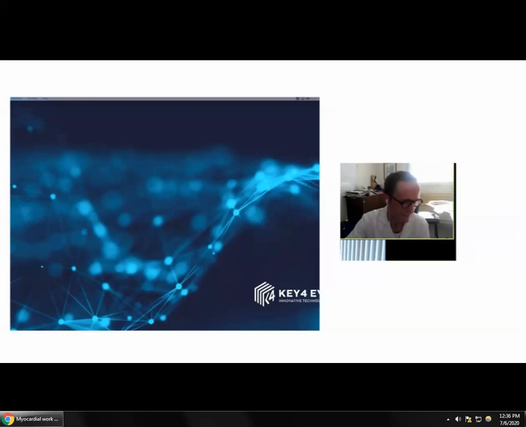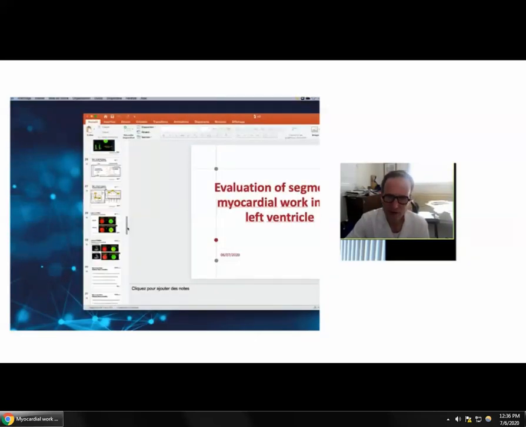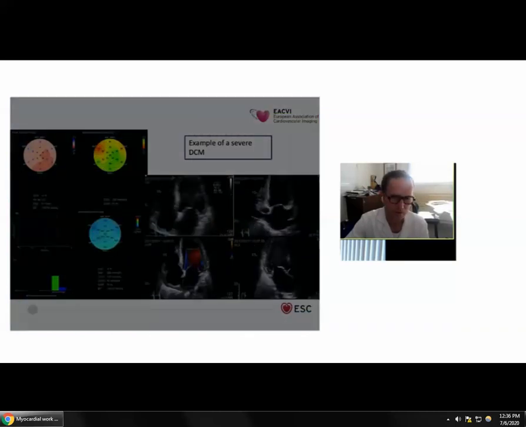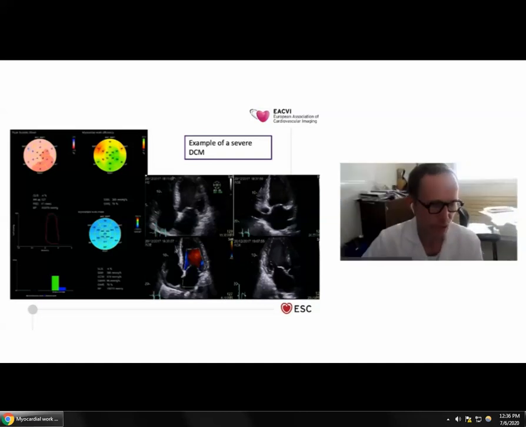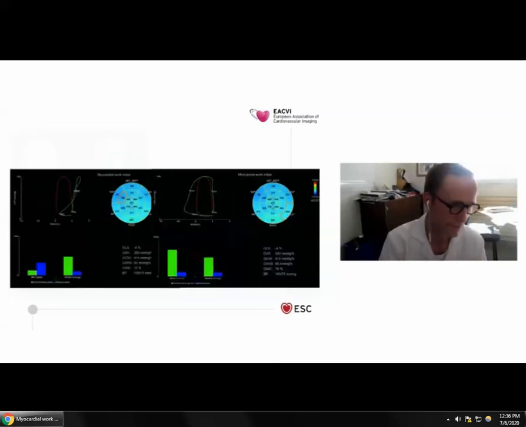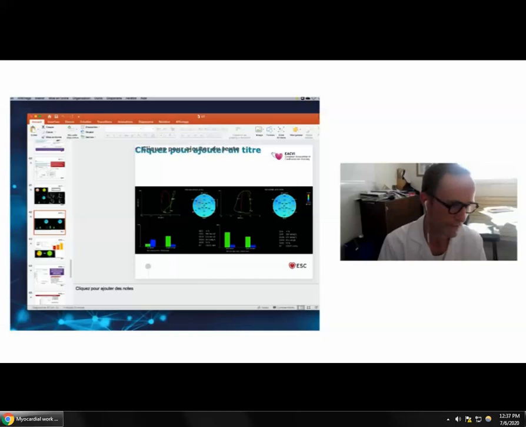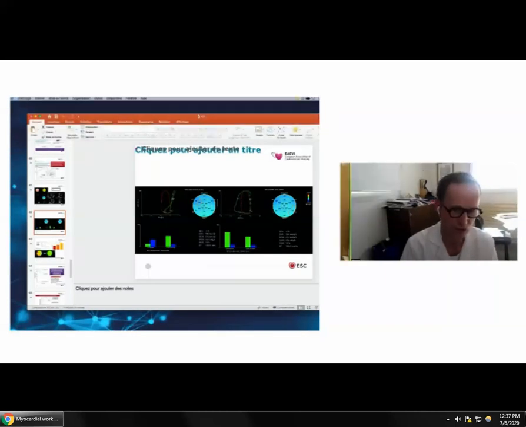So if you look at the GLS, I don't see it, but maybe you see that we have a decrease in the strain value in the lateral wall. And this decrease in strain value in the lateral wall can be assessed using the myocardial work software. Using the myocardial work software, so using the GLS plus the blood pressure, you will be able to get the global LV systolic function with the work efficiency and the global work index. You can assess the wasted work, which is very low in a patient with a hypertrophic cardiomyopathy. And you can check for the regional function.